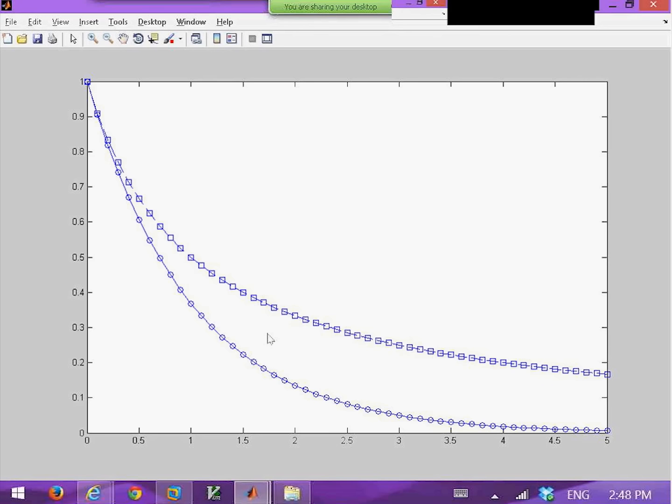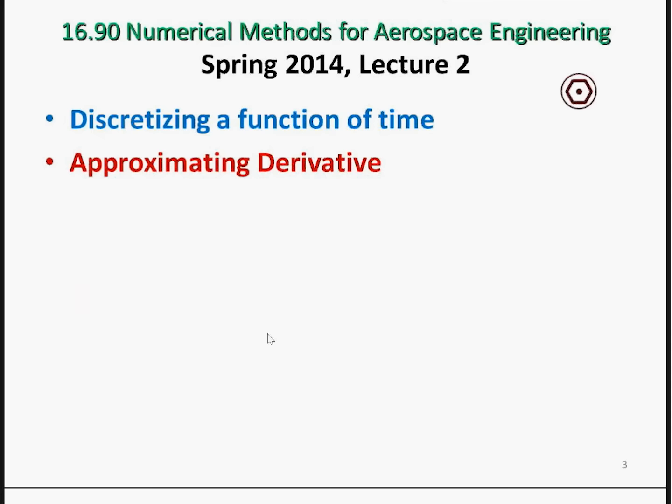Any ideas? Use the limit definition of derivative. What is the limit definition of derivative?